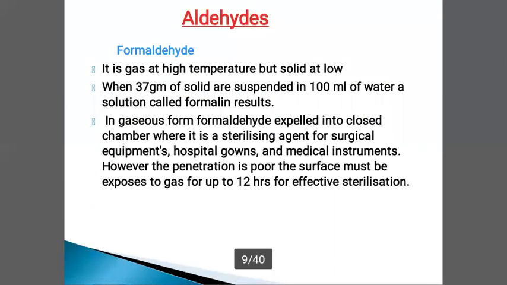First, formaldehyde. It is a gas at high temperature but solid at low. When 37 grams of solid are suspended in 100 ml of water, a solution called formalin results. In a gaseous form, formaldehyde is expelled into a closed chamber where it is a sterilizing agent for surgical equipment, hospital gowns, and medical instruments. However, the penetration is poor. The surface must be exposed to the gas for up to 12 hours for effective sterilization.